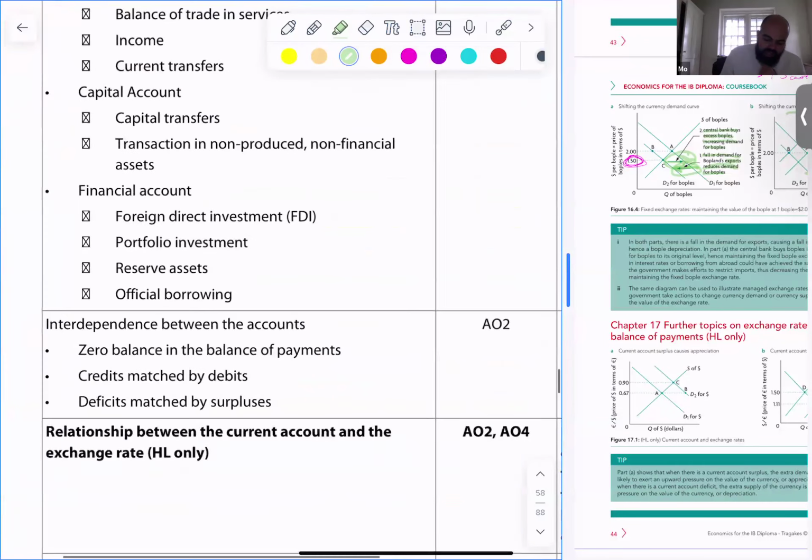So again, zero balance in the balance of payments. The balance of payments must always be zero because item 11, which is the changes in official reserves, is the accommodating transaction. All credits must be matched by debits and all deficits must be matched by surpluses.